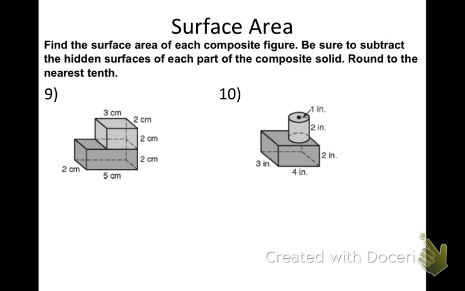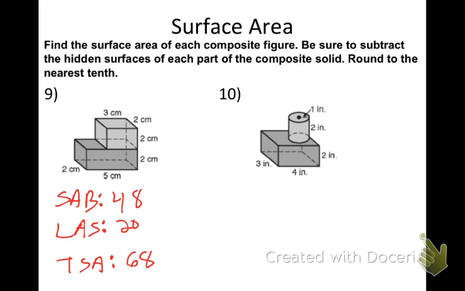So we did numbers 9 and 10, correct me if I'm wrong, right? Yeah. We did numbers 9 and 10. 9, remember, we did the surface area of the big one. So we had the surface area of the big prism. What was the surface area of the big prism? Was it 48? And then we did the lateral area of the small one. Lateral area of the small one was what, 20, right? And then I added those, and the total surface area was then 68 centimeters squared. Nice job.